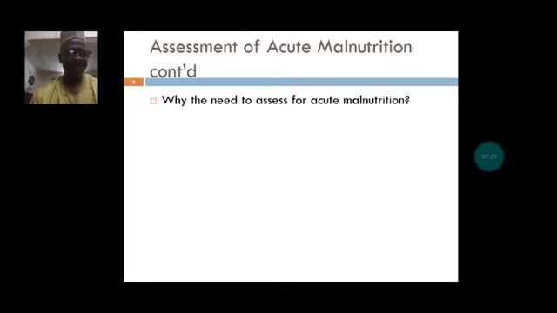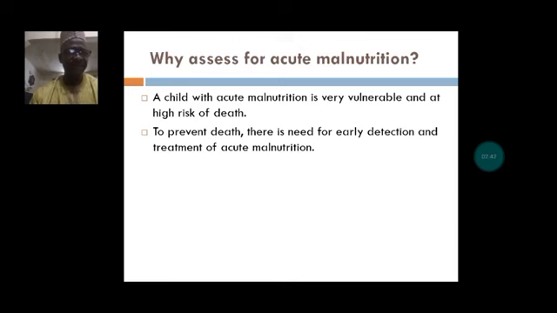Why should we assess for acute malnutrition? A child with acute malnutrition is very vulnerable and at high risk of death because of deficiency and deterioration in the immunity of such a child. And to prevent such, we therefore need to assess acute malnutrition.